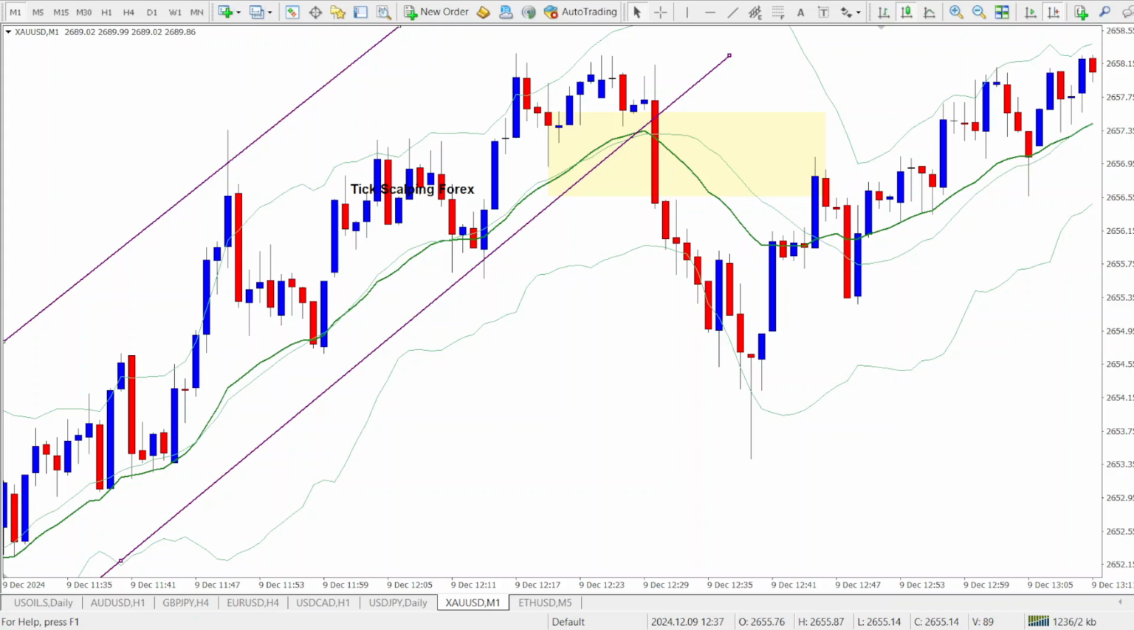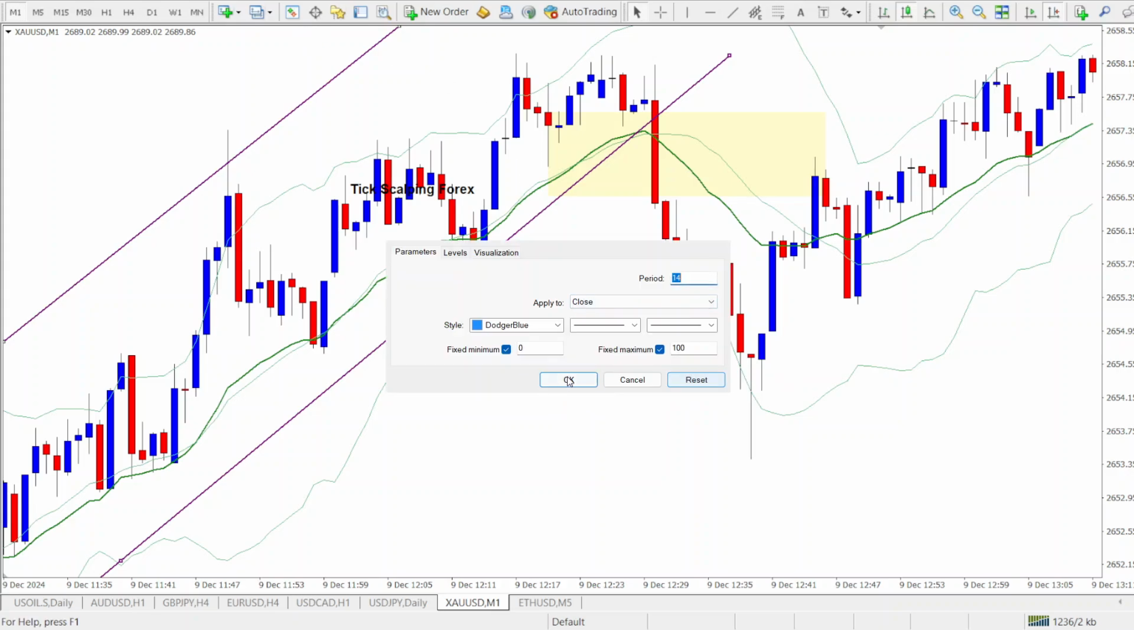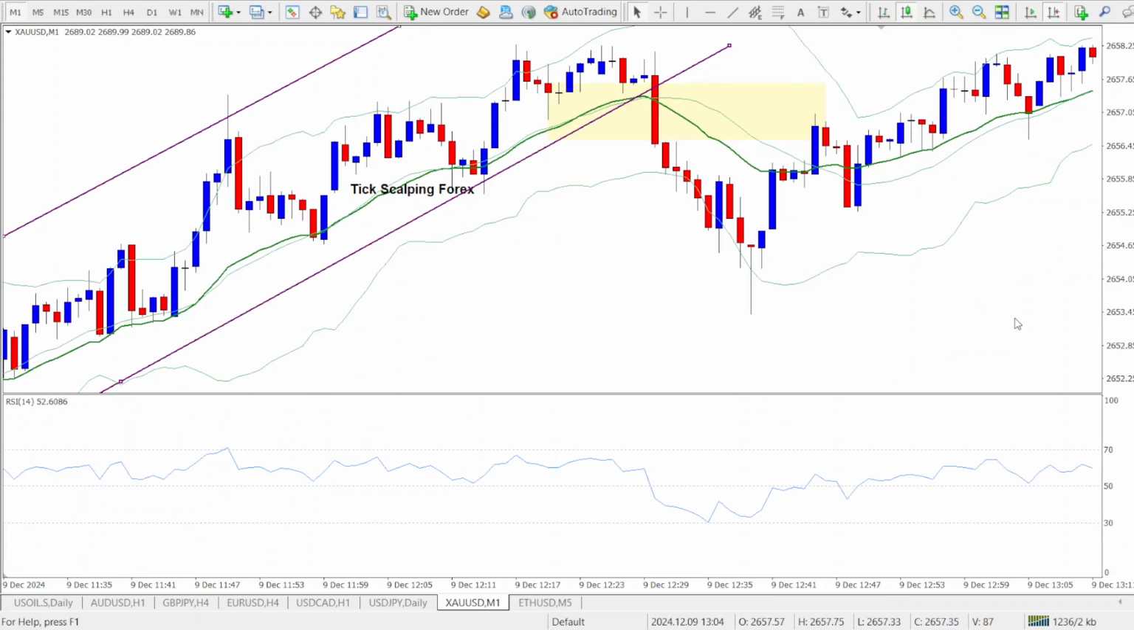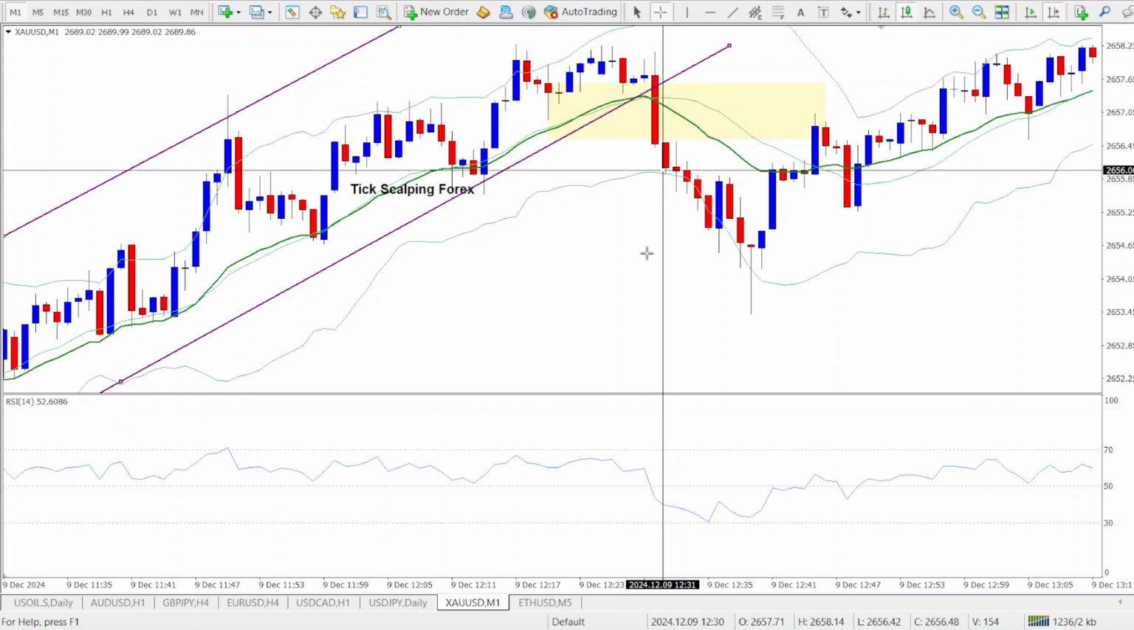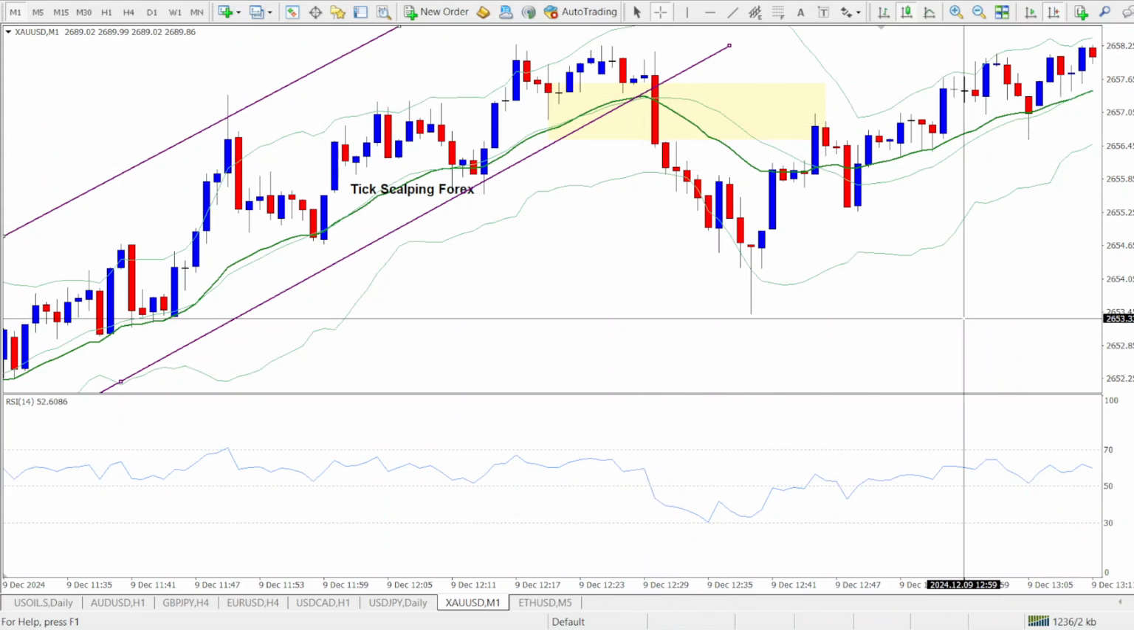And you can also decide to add your RSI. If you want to have multiple confirmations, you can add your RSI to the chart. The RSI can give you alerts to overbought or oversold conditions, signaling potential reversals. Now you can see even around the time of the breakout, the RSI dropped below the 50 level, and that was an indication of bearish momentum.